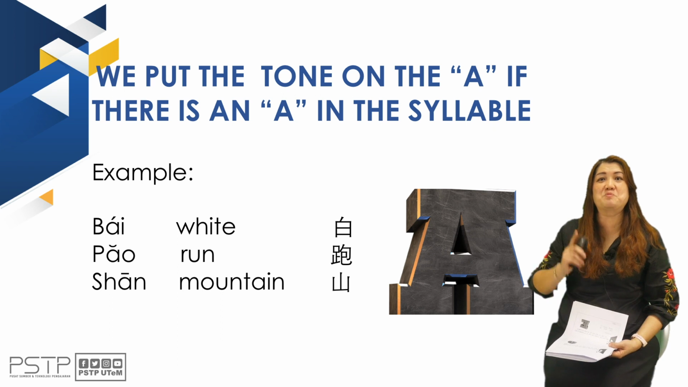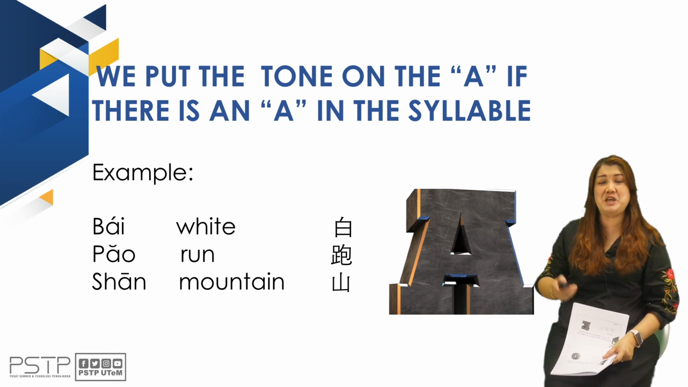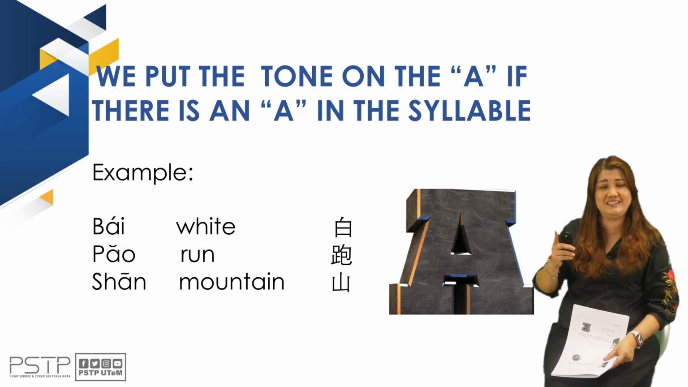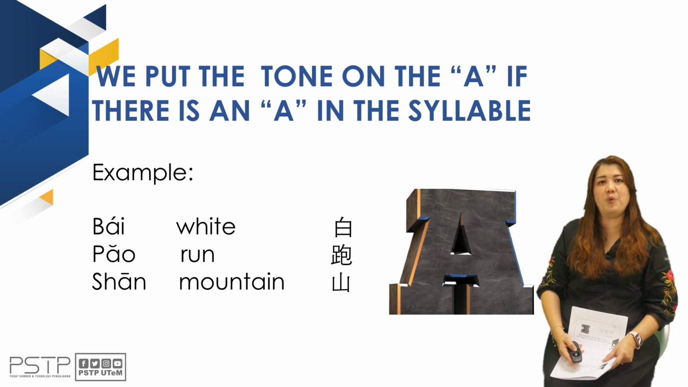Okay, first, we will put the tone on the A if there is an A in the syllable. For example, when you see B-A-I, you can see there is an A, so we put the tone on top of the A. For example, bai. And the next one, pao. Because of P-A-O, we also can see there is an A there, so we need to put the tone on top of the A.